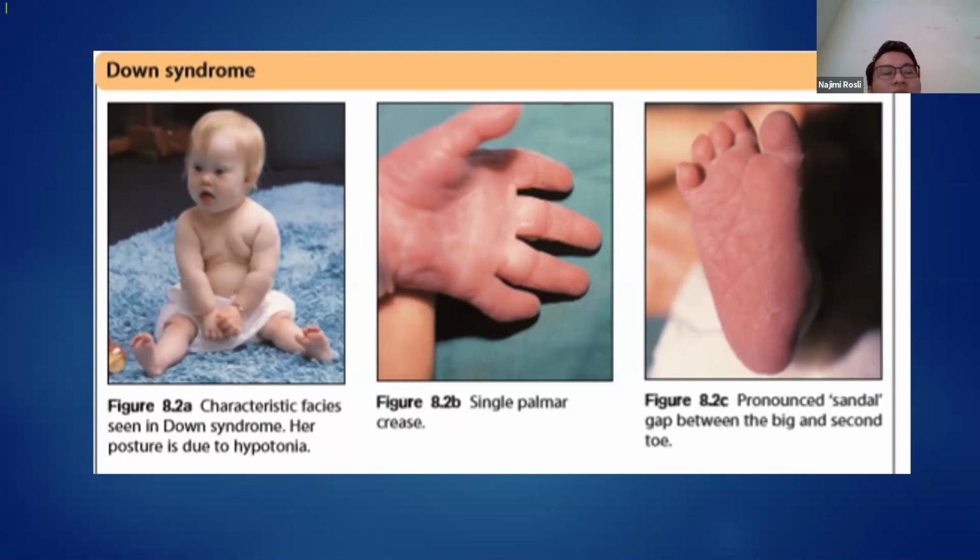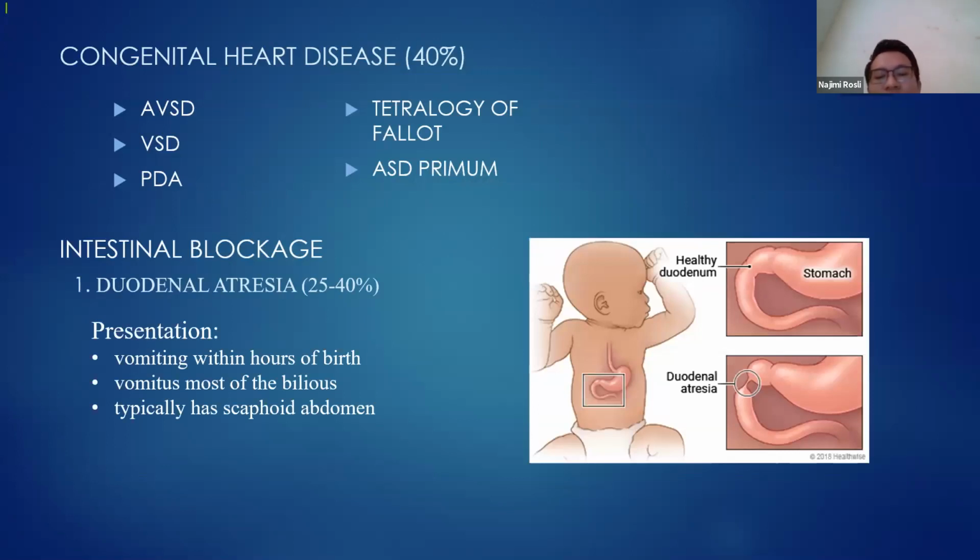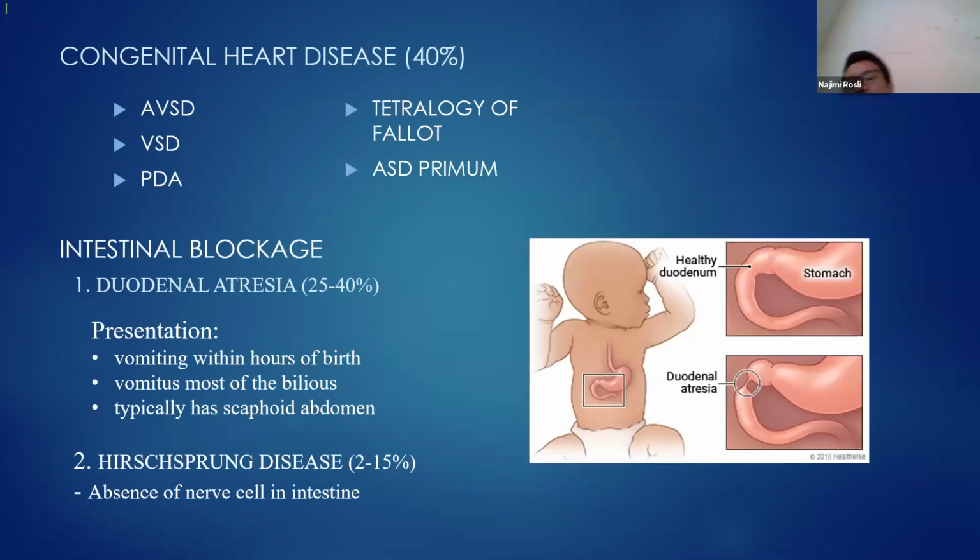And the first picture at the left side is the posture of a newborn baby with Down syndrome, which is hypotonia. And Down syndrome also affects multiple other systems. First, cardiologically, a person with Down syndrome may present with endocardial cushion defect, AVSD, atrioventricular septal defect, and also VSD, ASD, PDA, and TOF.